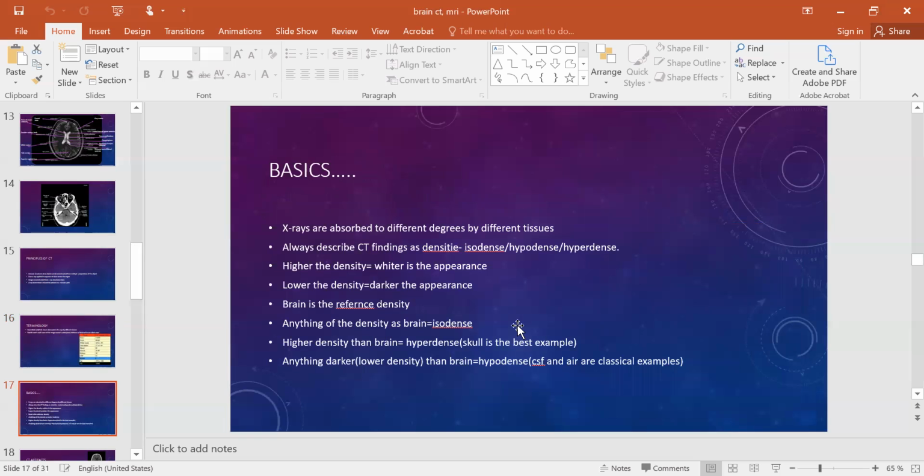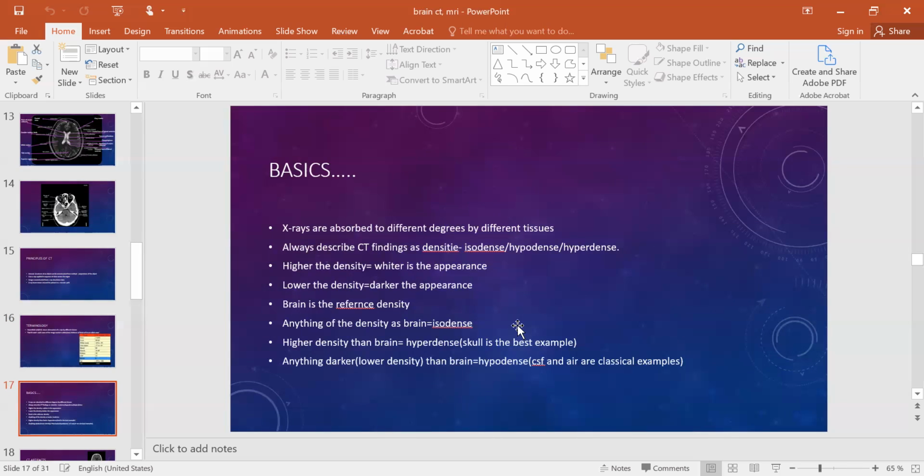So, these are the basics, we know all of this. X-rays are absorbed to different degrees by different tissues, as we said, and they will have different densities. But we need to describe these CT findings in densities, and we use these terms: isodense, hypodense, and hyperdense. Everything that is higher in density will be whiter in appearance, and lower in density will be darker.